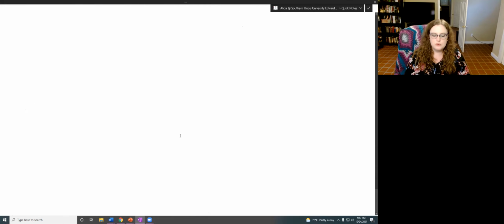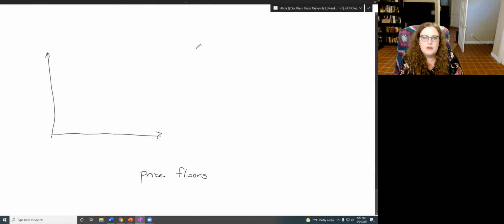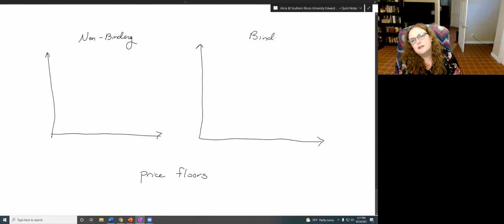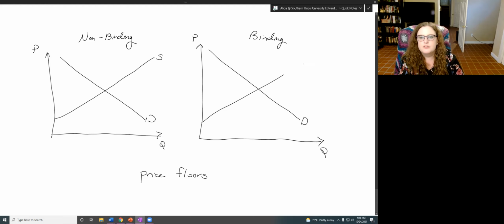We're going to have the same two individual setups again, where we look at a binding and a not binding example. So let's say that we have, and this is going to be for price floors, we have our two picture perfect areas that we're going to be looking at, and we're going to have one that is non-binding and one that is binding. For both of these, we're going to have our price, our quantity, our downward sloping demand line, our upward sloping supply line.